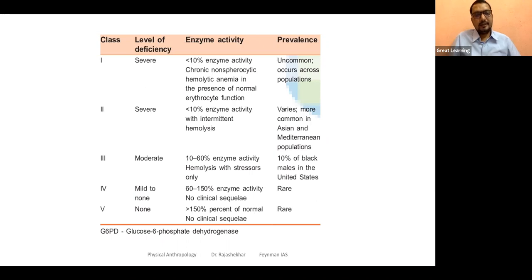Okay, the second category I wanted to make a note of is the moderate form of deficiency, where about 10% and up to 60%, 10 to 60% enzyme activity is seen in them. So for example, 10% of the black males in the US have this form of the deficiency. 10 to 60% activity is there, so about 50% or more activity can be seen here. Okay, and 10% of the black males have this version.